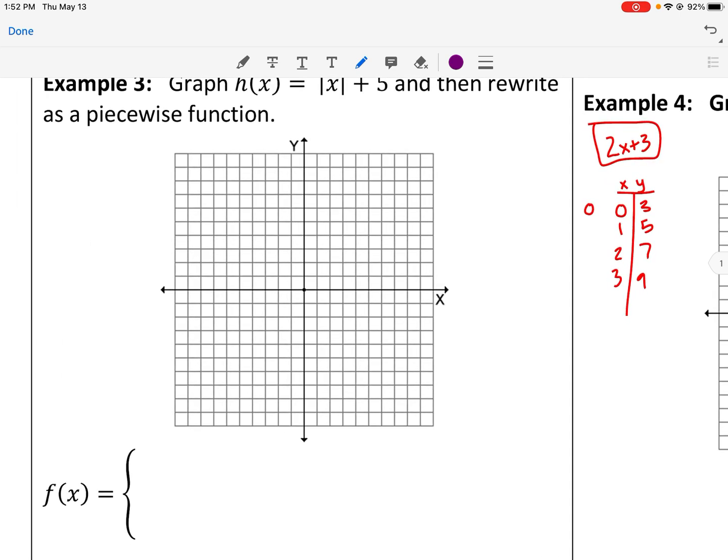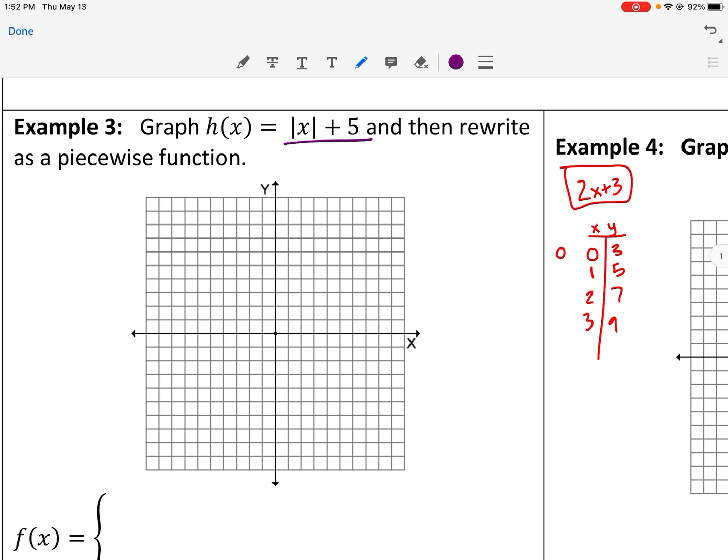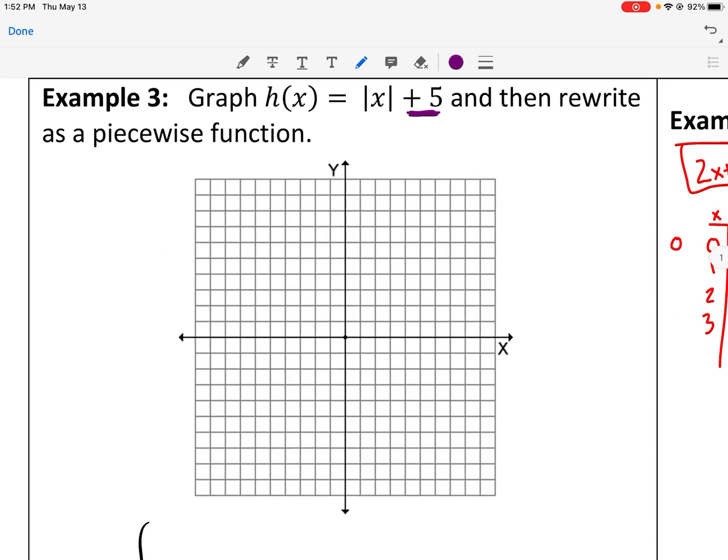Okay, now we want to practice graphing and then rewriting. We're going to be writing piecewise functions. So back to example 3. So graphing this guy right here, the absolute value parent function that has been shifted up 5. So again, you can plug in your calculator, but if you know what the absolute value function looks like, just shift it up 5. It's the V. So you just move it up 5, and there we go. We don't have to waste time using our calculators. We can just write it like this.